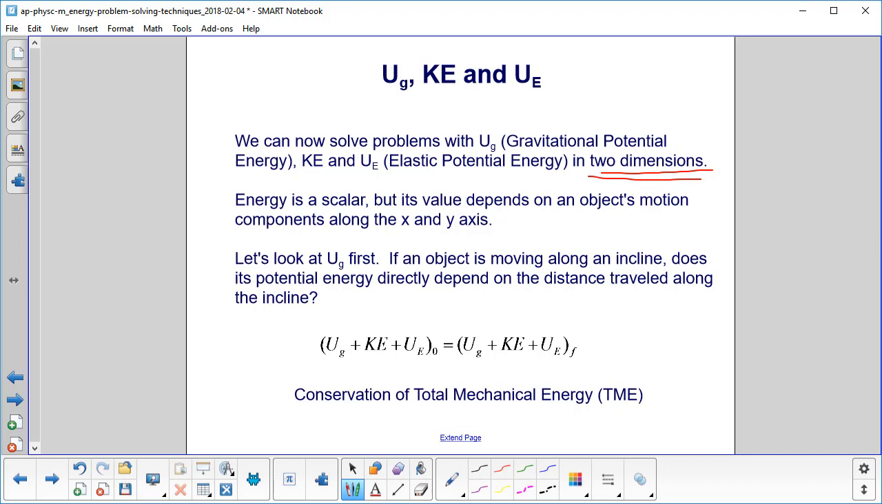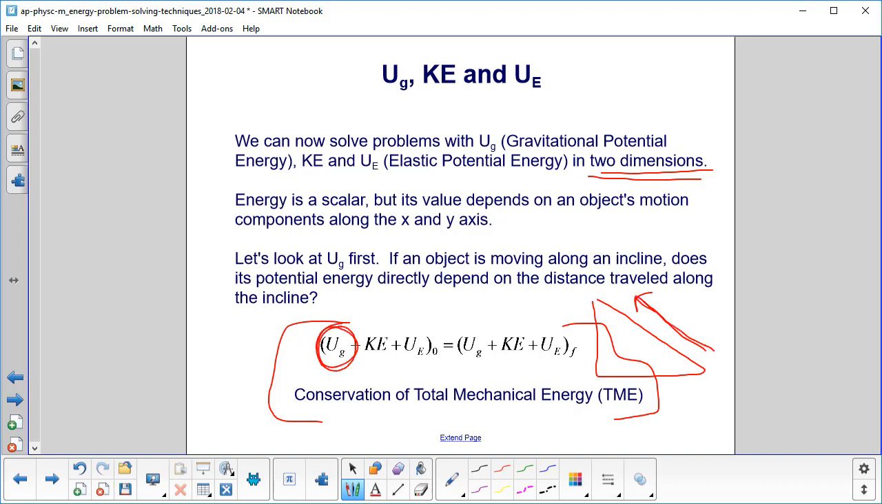If an object is moving along an incline, and let's just draw that here, does its potential energy directly depend on the distance traveled along the incline? And we list here your conservation of total mechanical energy, where you have your initial gravitational potential energy, KE, and initial elastic energy equal to the final, as there's no external work being done. So the question is, what does this term depend on? This distance here directly? Let's move on.